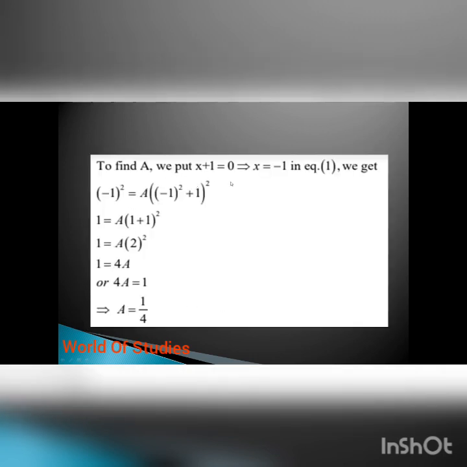Now first of all we have to put the value of A. By putting x equal to minus 1, we get the value of A which is equal to 1 by 4. Now the most important step: we have to find the values of B, C, D and E by equating the coefficients of x⁴, x³, x² and x on both sides of equation 2. For your convenience, I am pasting equation number 2 over there.